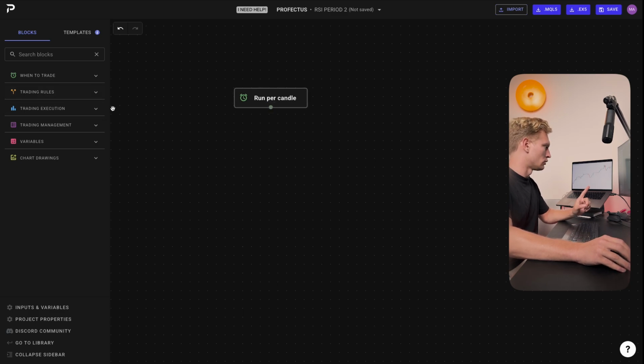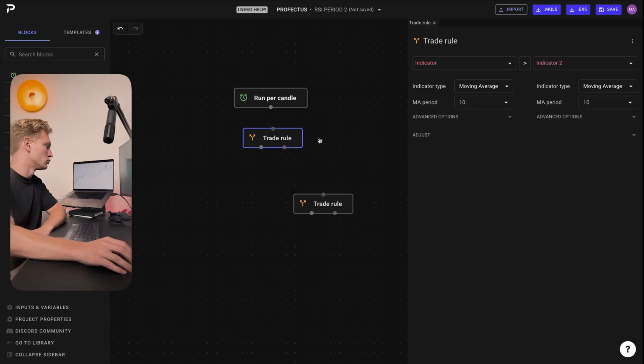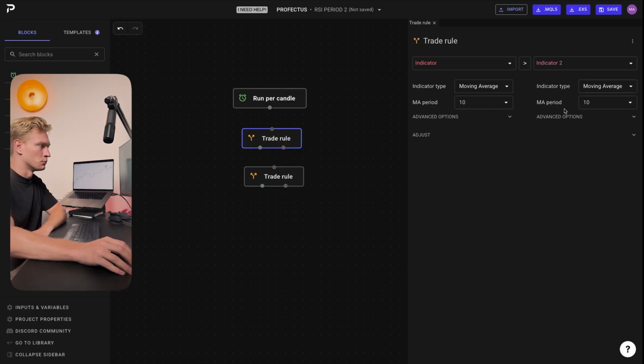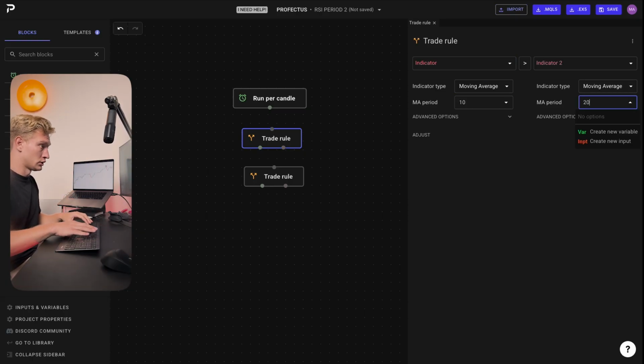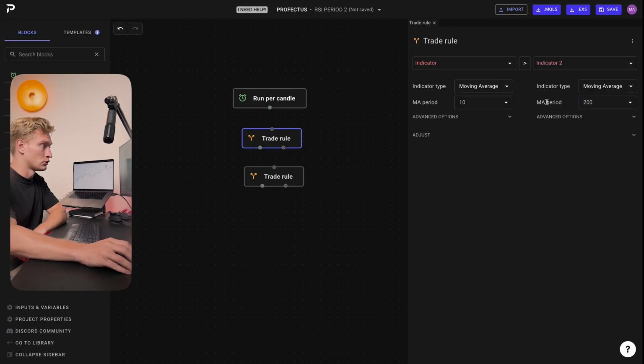Then we need 2 trading rules. So you can find trading rules here, drag and drop it here, or you use the shortcut T, and there you have 2 trading rules. The first trading rule we need is not the moving average is above the other moving average. That's not what we want. Remember, we want to see if the close price is above the 200 moving average. So let's change this to the 200 moving average. So MA period 200. And let's not use an indicator here, but a candle.